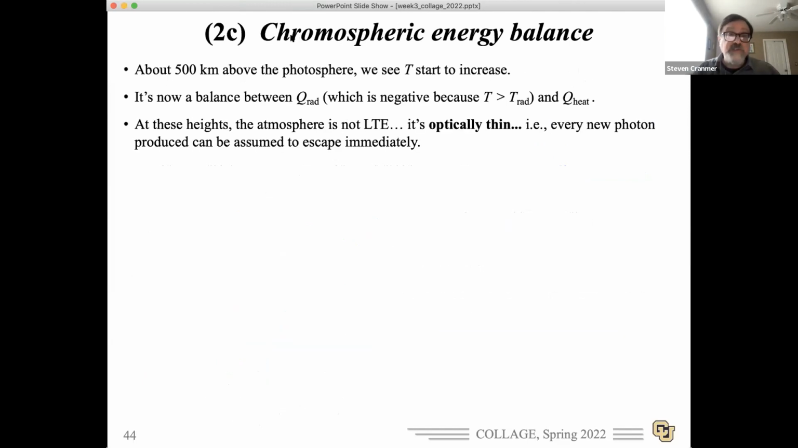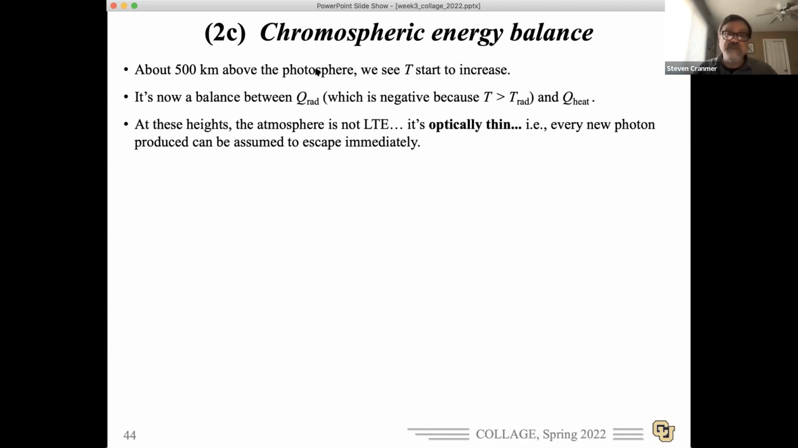So when we start to talk about the chromosphere, the temperature starts to increase, and what we're now seeing is a balance between radiation, which wants to cool things off because the temperature has now risen a bit above radiative equilibrium, and the heating, because the reason that the temperature goes up is because we've added this source of heat. We're dumping it into the plasma somehow. So it's a balance between these two terms.